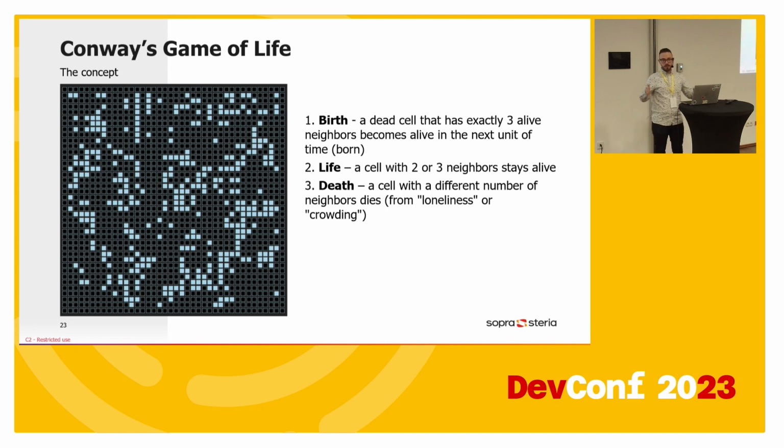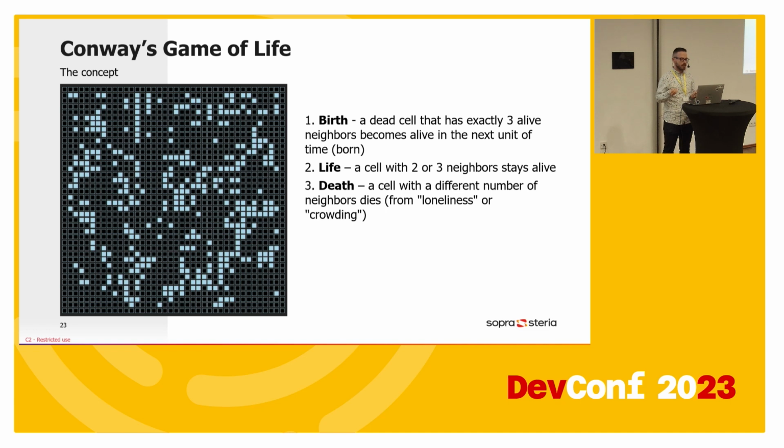So if in my neighborhood there's only 1 living cell, I'm dying because I feel lonely. If there is more than 3, it's becoming crowded, and I'm dying because it's overcrowded. And on the left side, you can see some visualization of this.